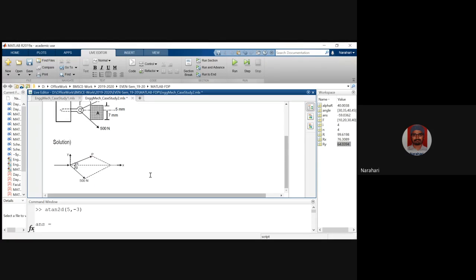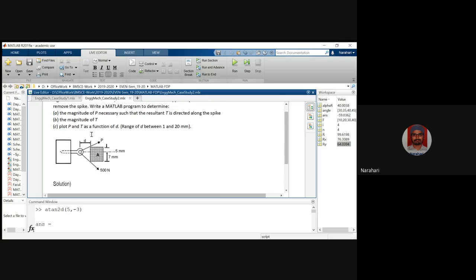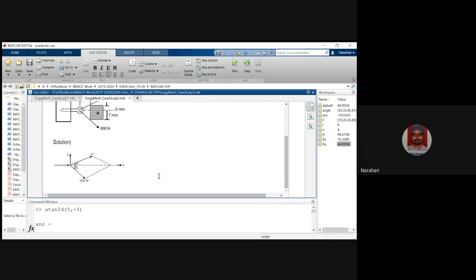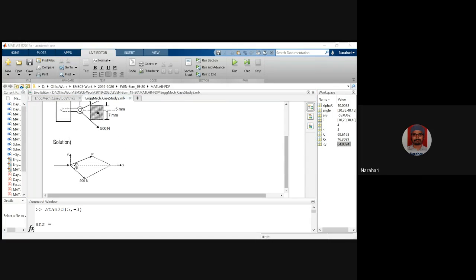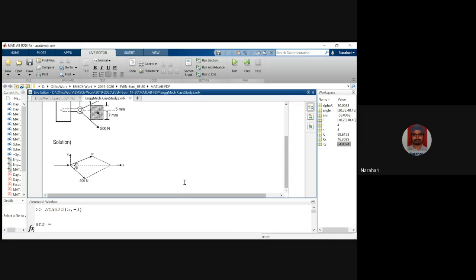Right? So this is the free body diagram. P and 500 kilonewton is there, and then there is a resultant T. That T is not visible here. This is the resultant T. X direction, y direction, alpha and beta. We are taking this inclination as alpha. That is, P is inclined at alpha to the x direction, and 500 Newton is inclined at beta to the x direction.